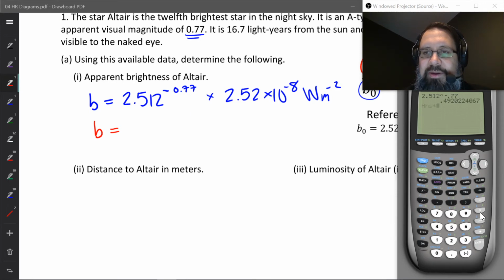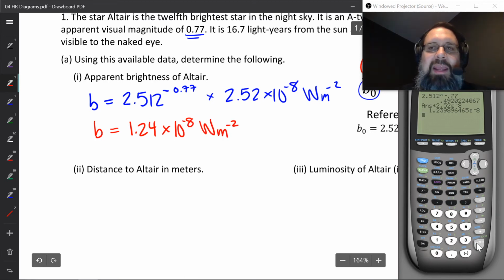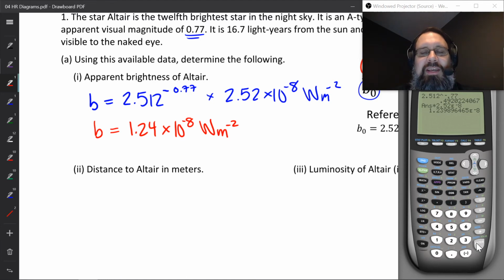And then I'm going to take that number and multiply it by 2.52 times 10 to the negative 8. And I get the apparent brightness of Altair is 1.24 times 10 to the negative 8 watts per square meter. You would expect to get a really, really small number for this because the star is far away. It's 16.7 light years away.